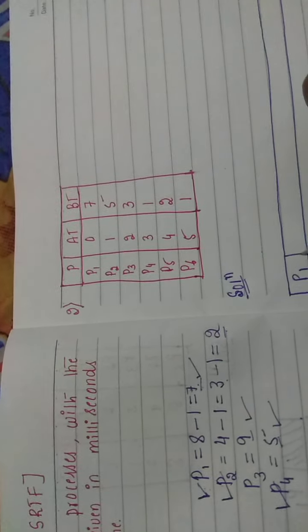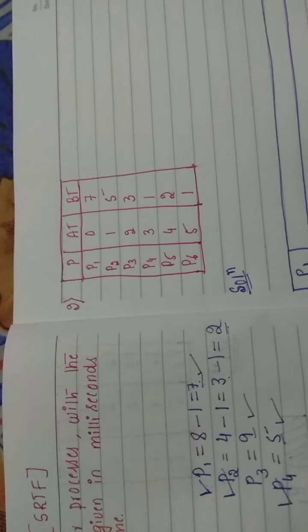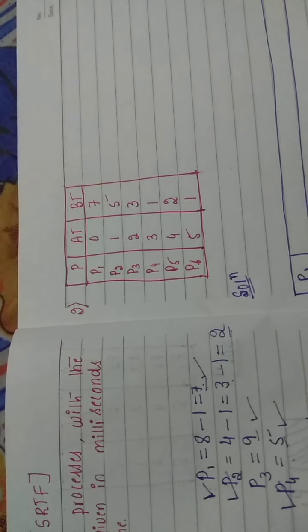So we'll start the Gantt chart drawing for this problem. You can look at the tabular form. At 0 milliseconds you have got only one process, that is process P1. I'll assume this process has the least burst time. Since it is preemptive, after 1 millisecond I will check which process is coming. At 1 millisecond process P2 is coming and it has a burst time of 5 milliseconds.